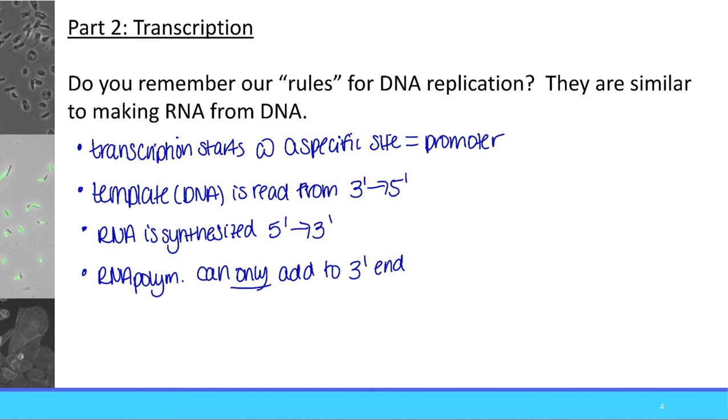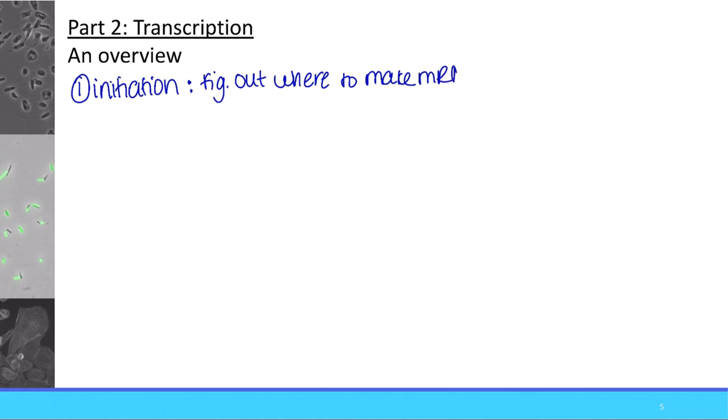So let's do a brief overview of transcription. Transcription is going to have 3 steps, if you will. It's going to have a step of initiation, and this is figuring out where to make the mRNA. So where do we start? We're not just going to pick a random spot on the DNA. There are specific sequences.